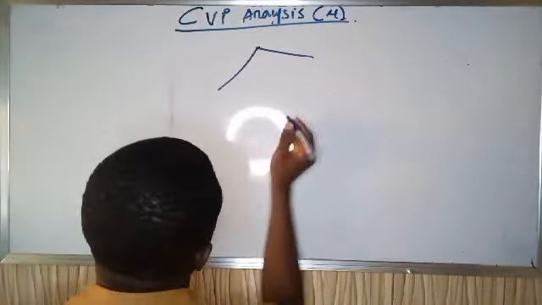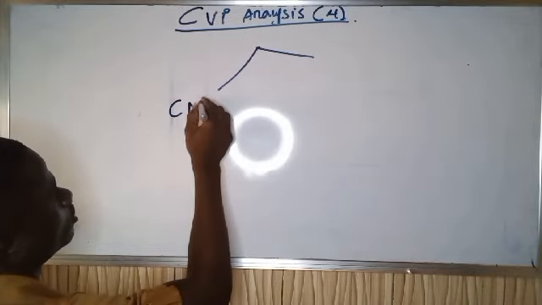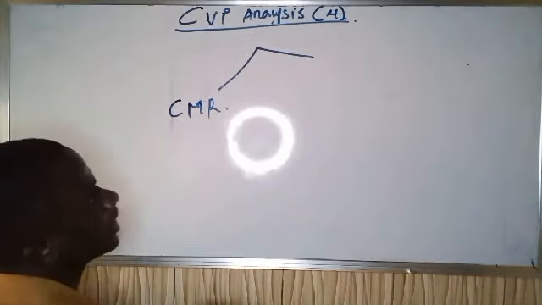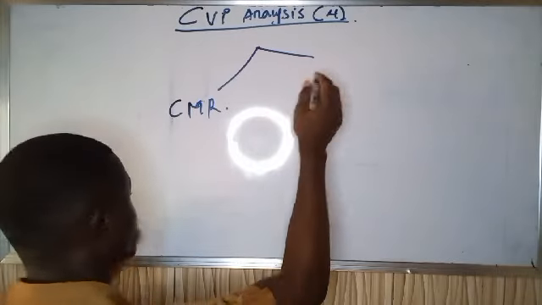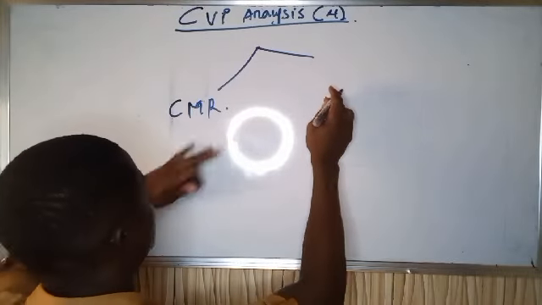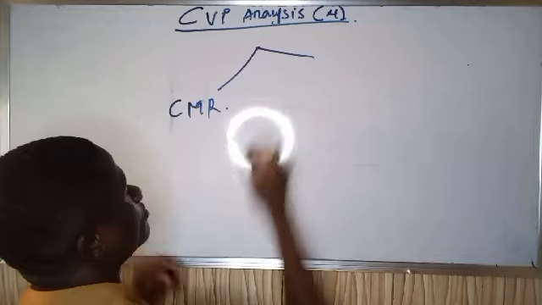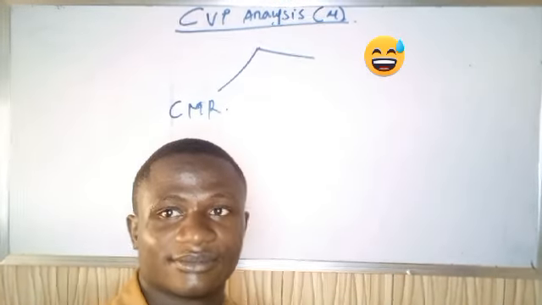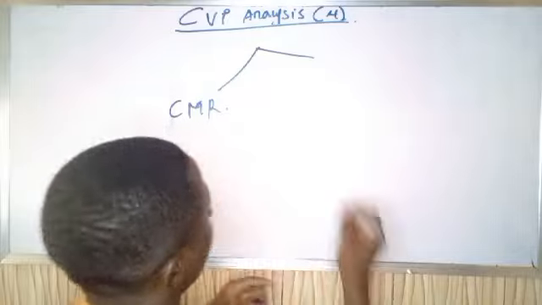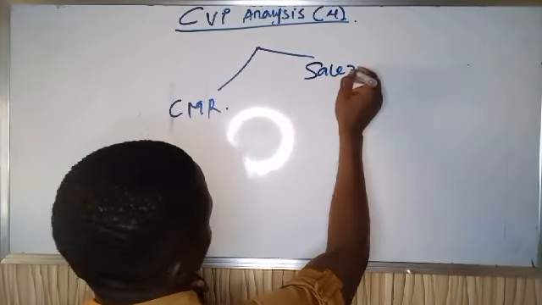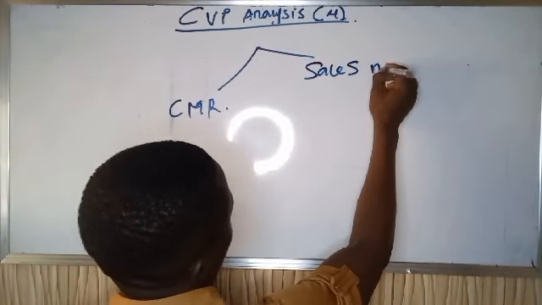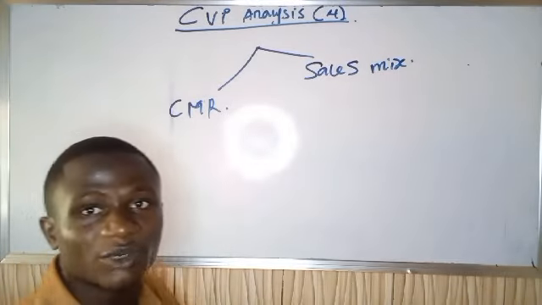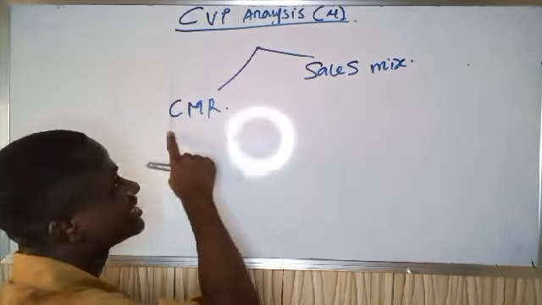So now we have two methods. The first method is what we call the CMR method, and the second method is what we call, I seem to forget the term now, so I'll use sales mix. The second one is sales mix. So the first method by which you can go is using the CMR.